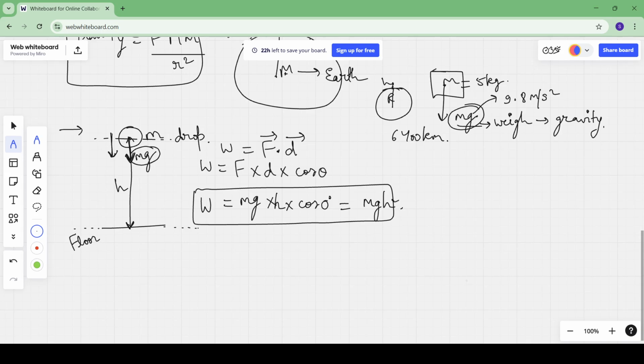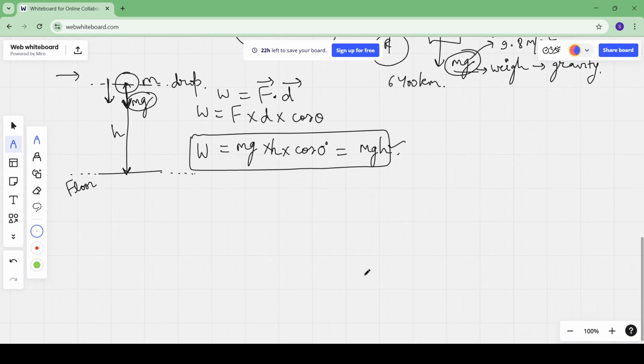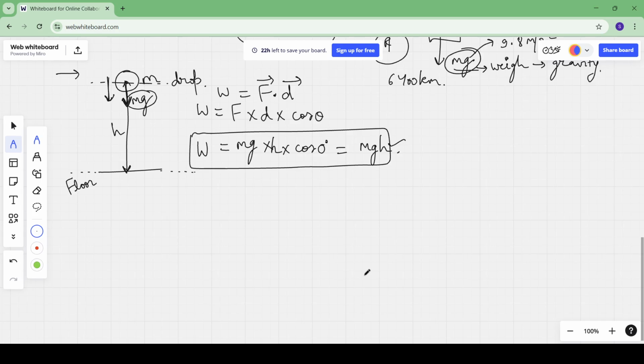Okay, so what will we do with this? Where are we going to use it? I have already told you: if I just change the path of this motion, keeping the initial and the final point the same, will I be able to get the same amount of work done by the mg? So this is the scenario now.